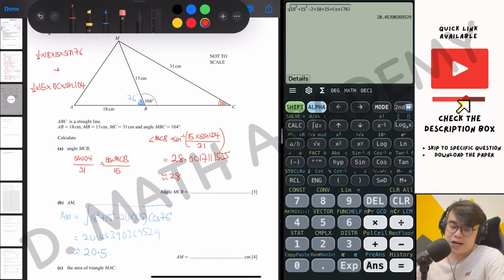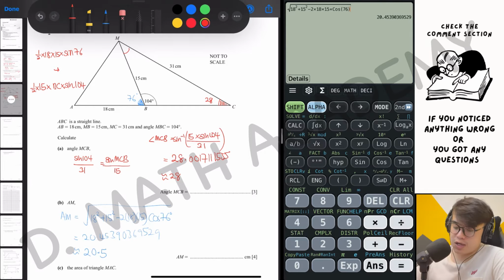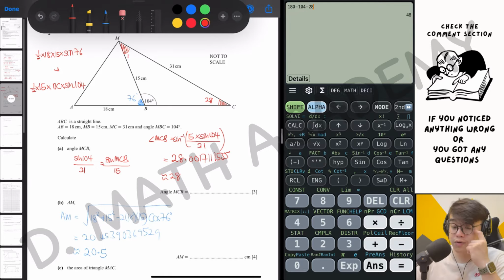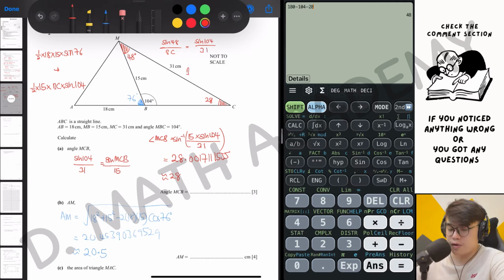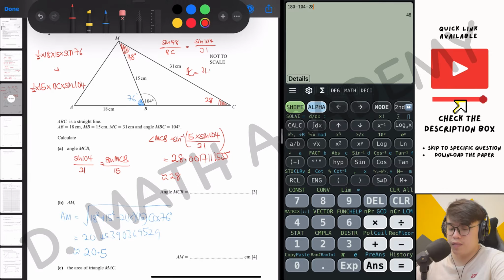So now that we have this angle as 28, we can backtrack and get this info here first. To get to that result, 180 minus 104 minus 28, you get 48. So with this 48, we can now key in sine 48 over the unknown, which is our BC that we are looking for, and we use sine 104 over 31 for this. So to get BC's result, we have 31 times sine 48 divided by sine 104.